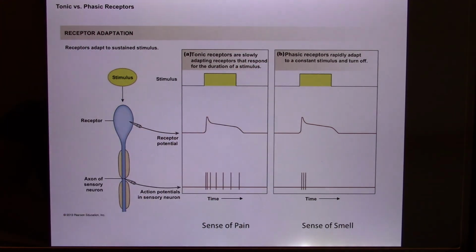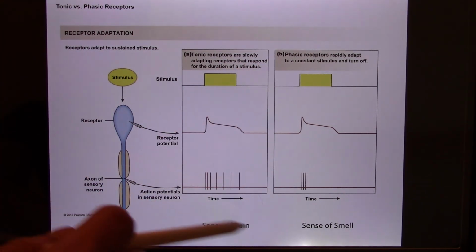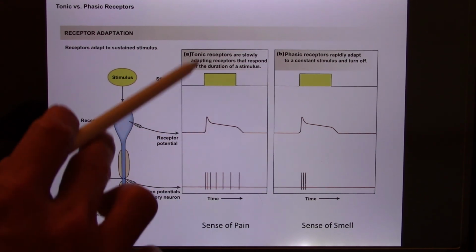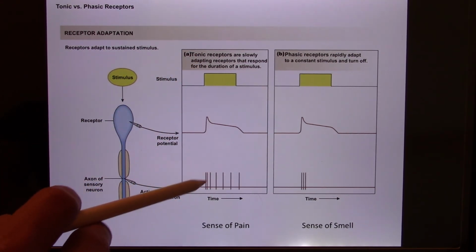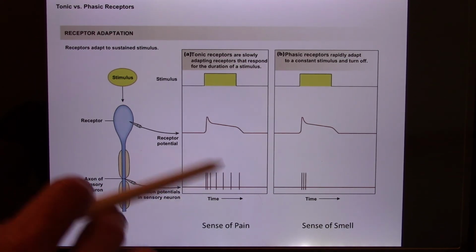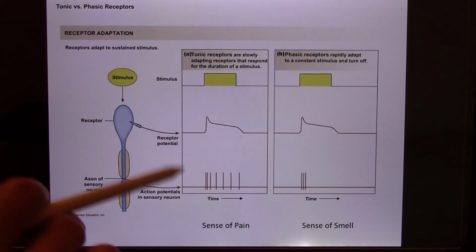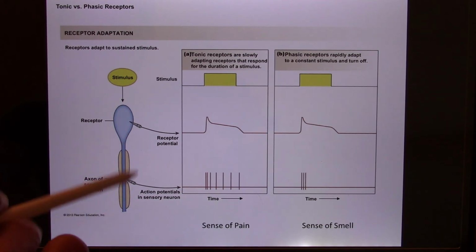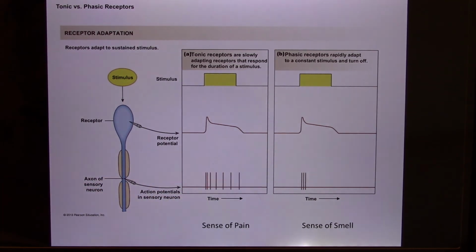So your sensory systems, they all adapt. Some adapt slower, like the pain sensation. Okay, it hurts in the beginning and then it still hurts, but it does not hurt that much. And the reason is not the stimulus. The stimulus is still there. It's the neuronal signal, the action potential frequency decreases.